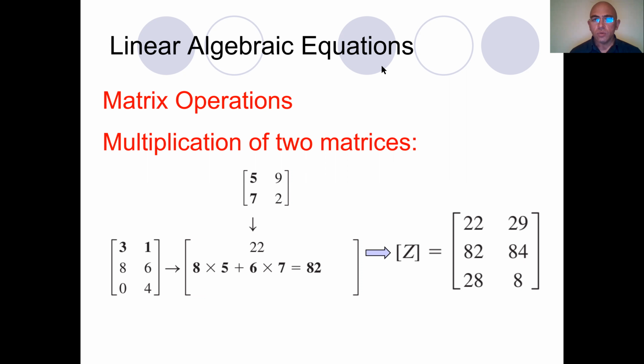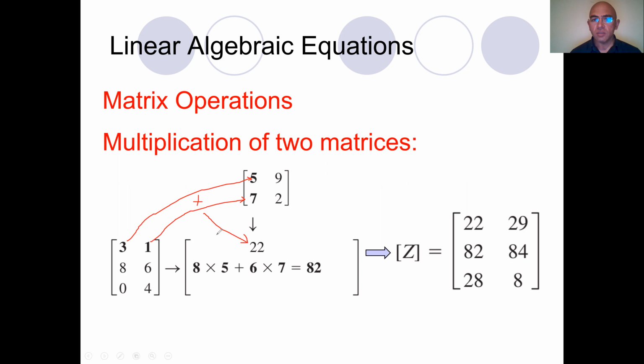Now what we do is we multiply 3 by 5 and 1 by 7. So 3 multiplied by 5 will make 15, and 1 multiplied by 7 will make 7. Then we sum them up. Of course, the result will be 22.